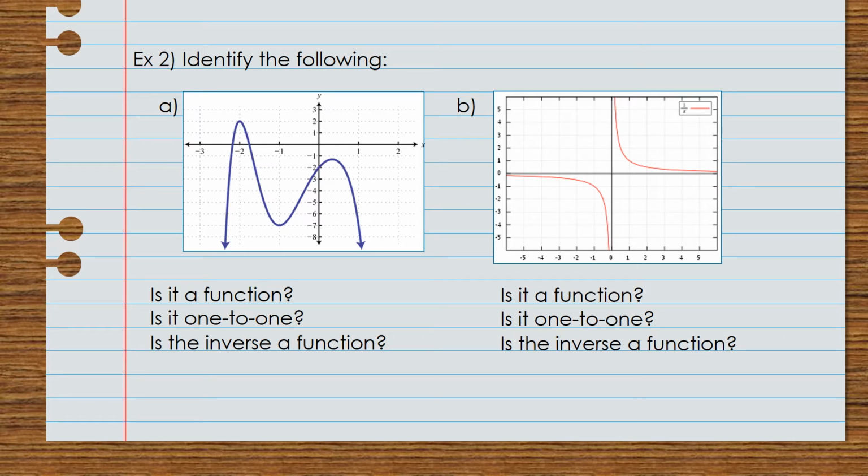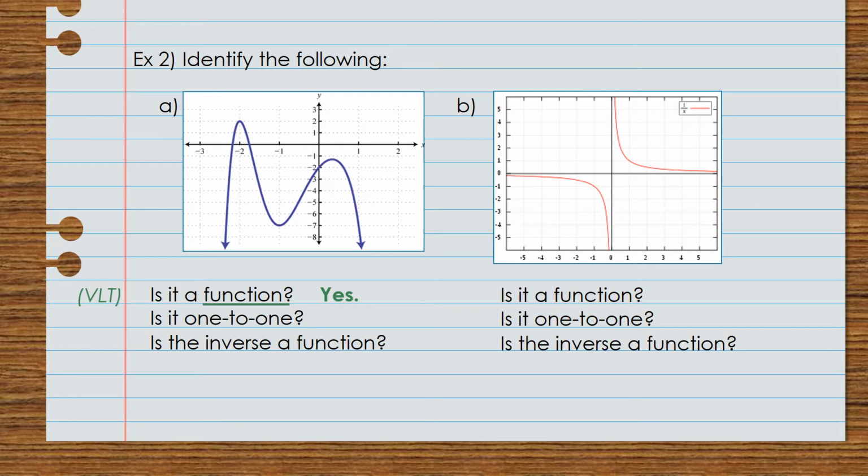Example 2, identify the following. For A and B, we have graphs. Take a moment now to draw these on your paper. All right, looking at graph A, we are asked 3 separate questions. Let's start with the first one. Is this a function? Well, notice the word function. It means it must pass what test? That would be the vertical line test. So look at the graph of A, and if you were to place a vertical line anywhere on this graph, would it only cross it one time? The answer is yes, which means this is a function.